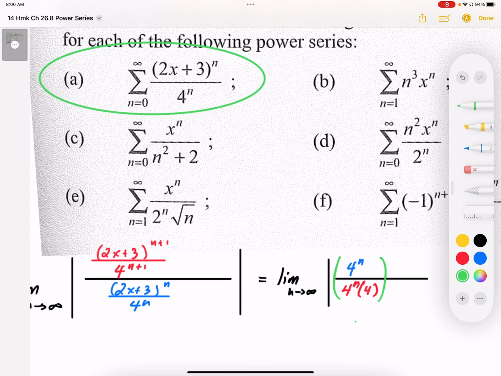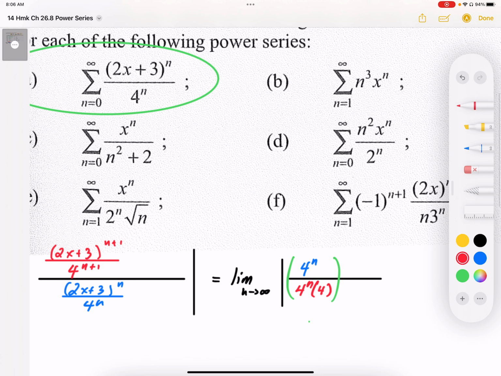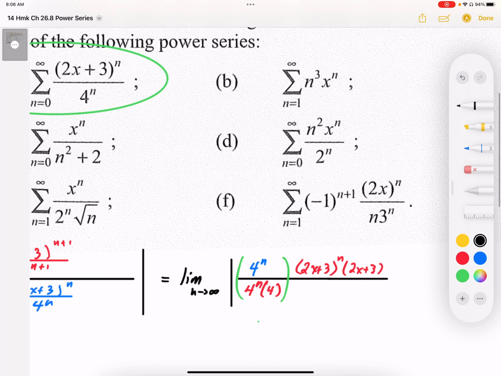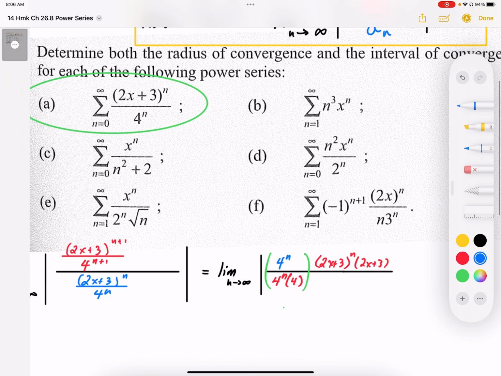And for the 2x + 3 parts, we're going to end up with (2x + 3)^n, and then the plus 1 I'm going to write as (2x + 3). And then for the denominator, we're going to end up with (2x + 3)^n. Okay, so we can group that part as well. We can see that there's some parts that will cancel: 4^n, 4^n, (2x + 3)^n, and (2x + 3)^n.